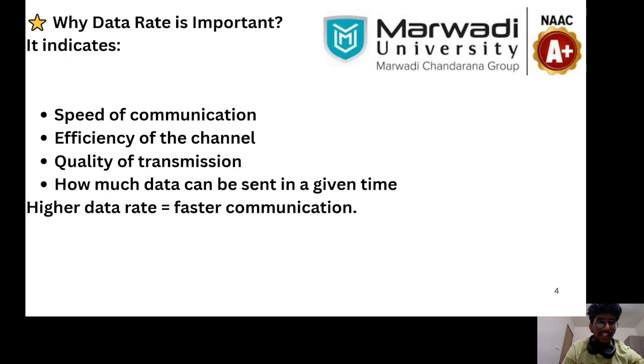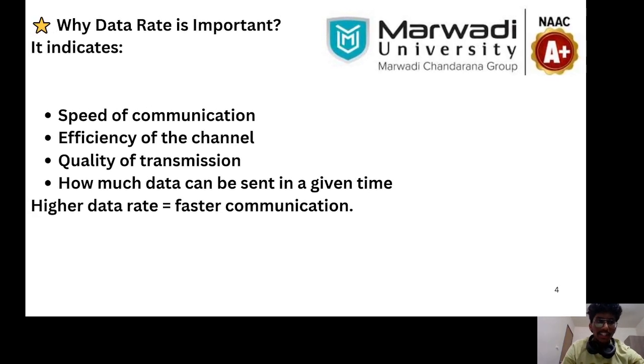And here is why data rate is important. Data rate is important because it directly affects the speed and quality of communication. A higher data rate allows information to be transferred quickly, which results in faster internet browsing, smooth video streaming, clear voice calls, and quick file downloads. A low data rate can cause delays, buffering, poor call quality, and slow performance, making communication inefficient.